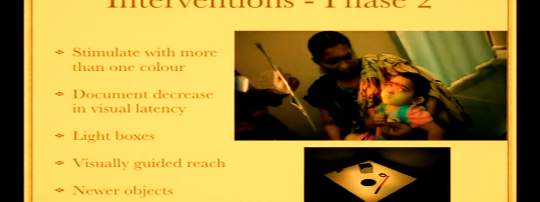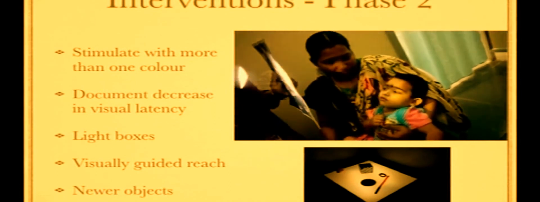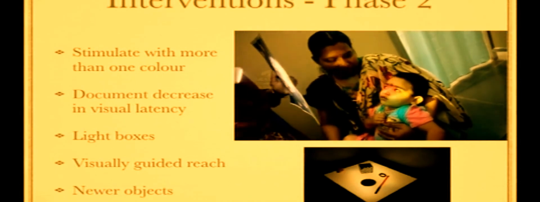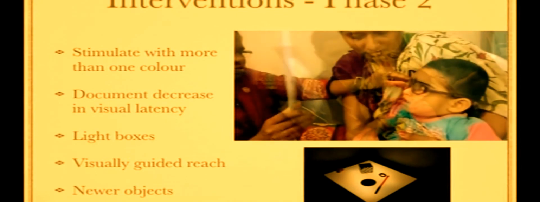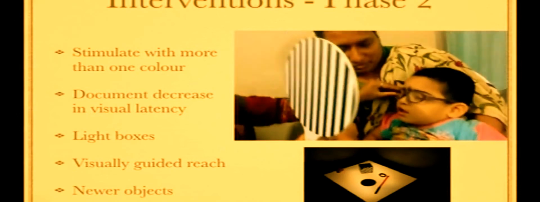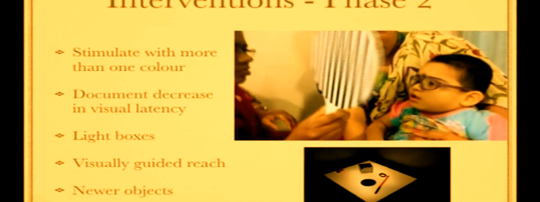And coming to phase 2, you start stimulating with more than one color, and document a decrease in visual latency. You can use light boxes. What are light boxes? These are boxes kept in a dark environment with objects on them, and that helps in visually guided reach, and newer objects can be introduced slowly. So this is called a light box, where you can stimulate the child with different colored lights and hanging objects, and that seems to elicit some interest from the child.